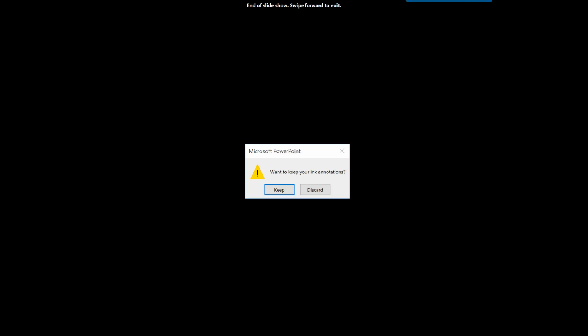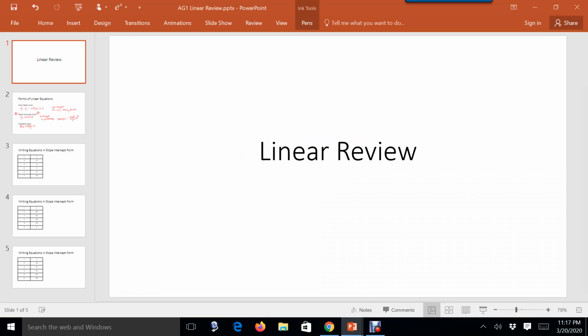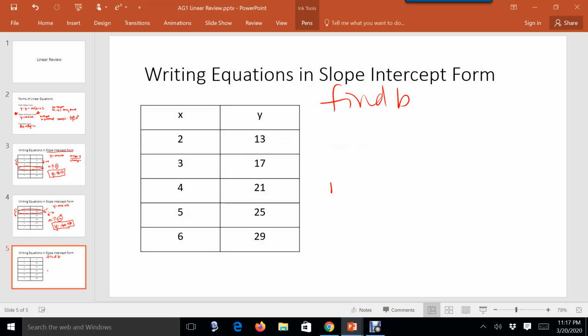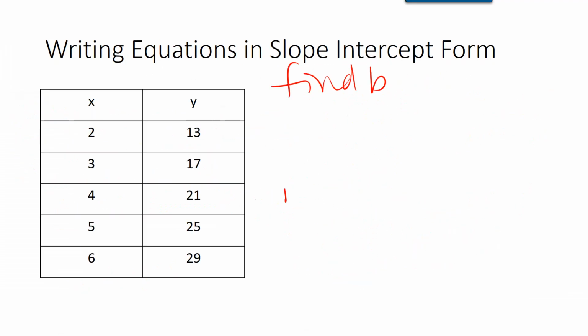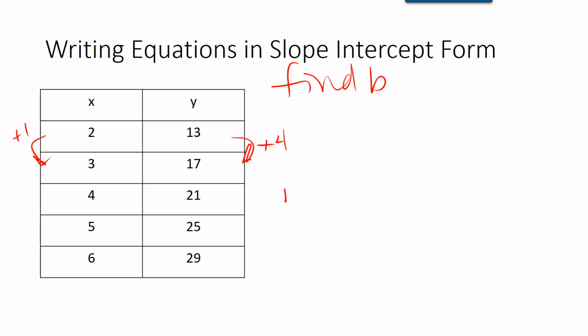Let's go to our example here. Find the b value as well as the slope. Okay, so let's get this in a presentation mode real quick. Sorry guys. Okay, find the b value and the slope. Well, let's look here. I'm going from 13 to 17, that's an increase of 4. And over here, from 2 to 3, that's an increase of 1. So I know that my slope is going to be 4 over 1.